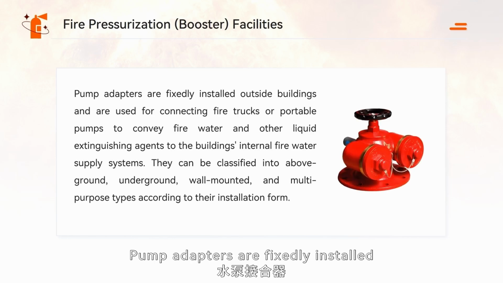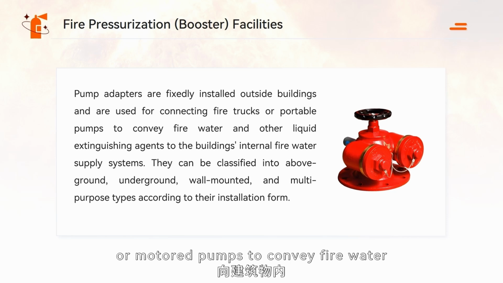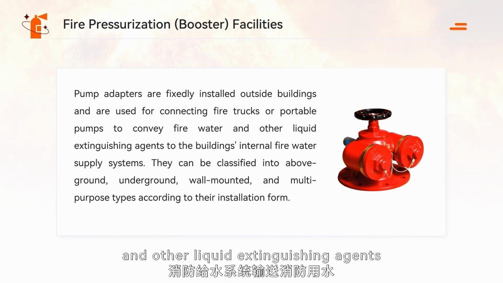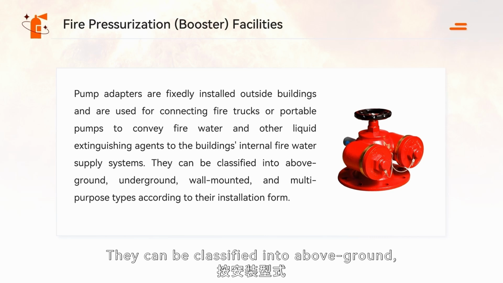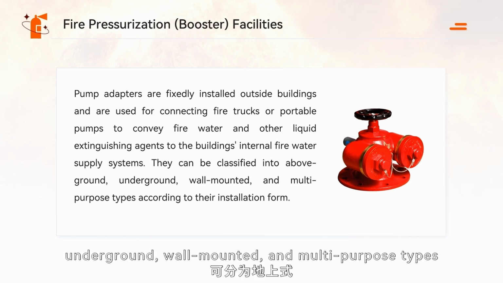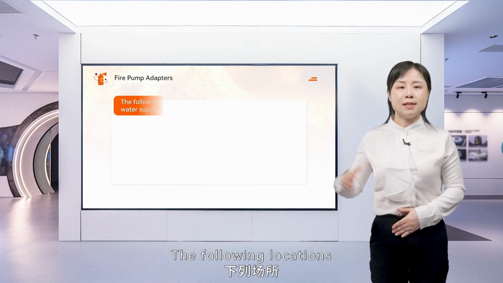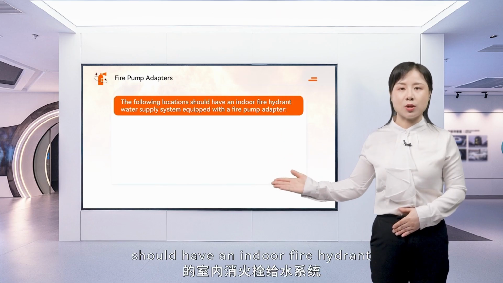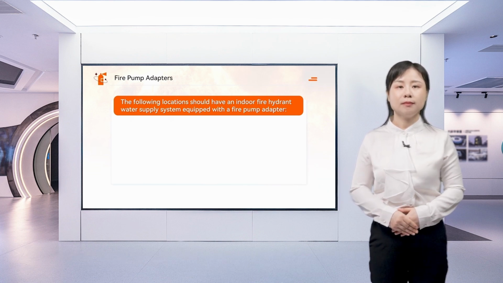Pump adapters are fixedly installed outside buildings and are used for connecting fire trucks or motorized pumps to convey fire water and other liquid extinguishing agents to the building's internal fire water supply systems. They can be classified into above-ground, underground, wall-mounted, and multi-purpose types according to their installation form. The following locations should have an indoor fire hydrant water supply system equipped with a fire pump adapter.